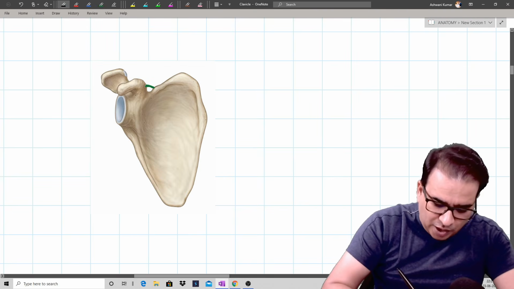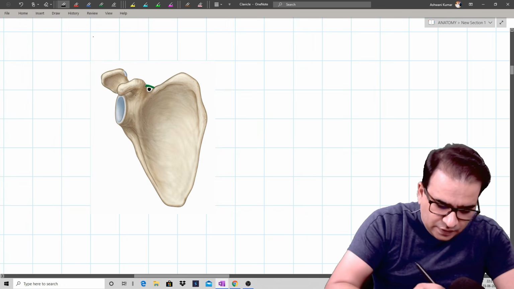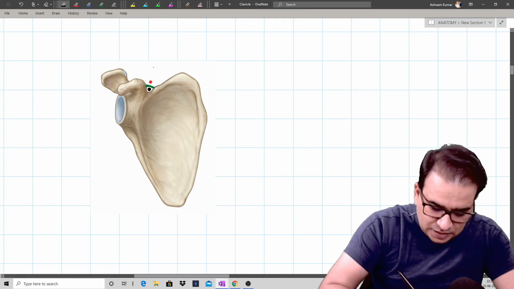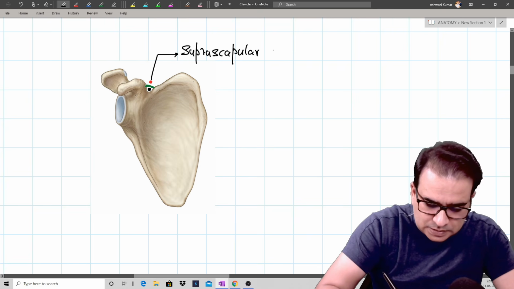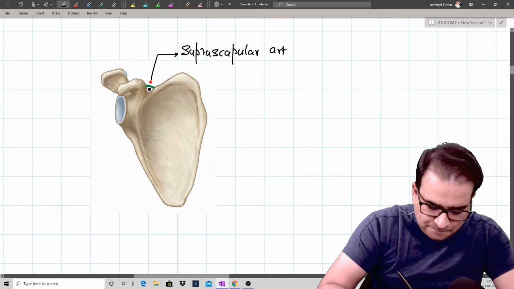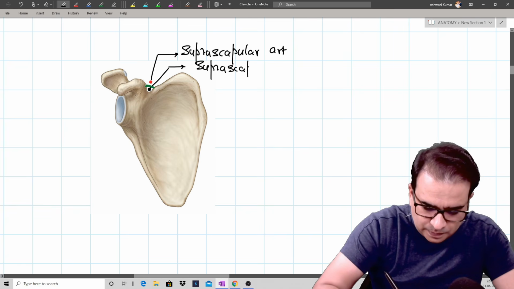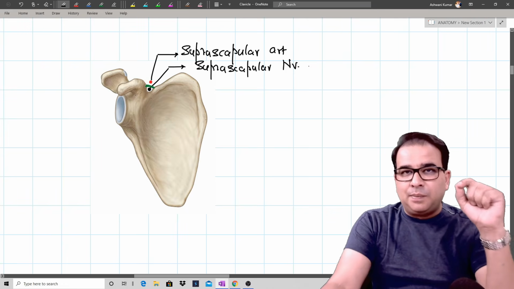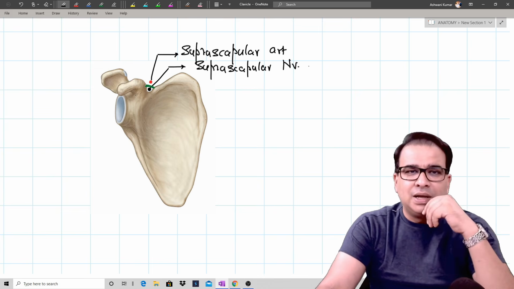That suprascapular foramen actually gives passage to the suprascapular nerve, whereas the suprascapular artery will be seen going above that foramen, or above the notch, you can say. So one important relation that you should know: we have this suprascapular artery, and this here is the suprascapular nerve. The suprascapular nerve, which comes from the upper trunk of the brachial plexus, is the one going through this notch, or suprascapular foramen.